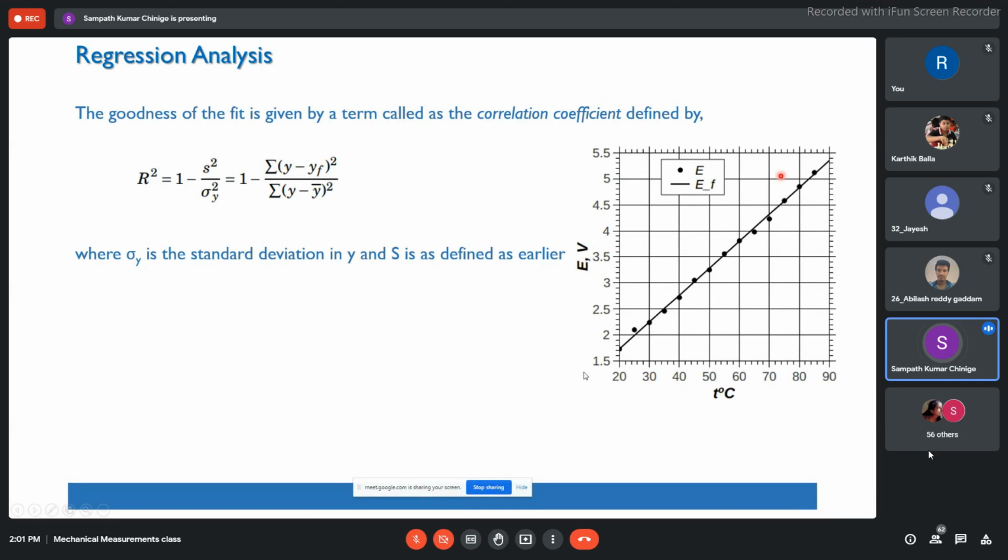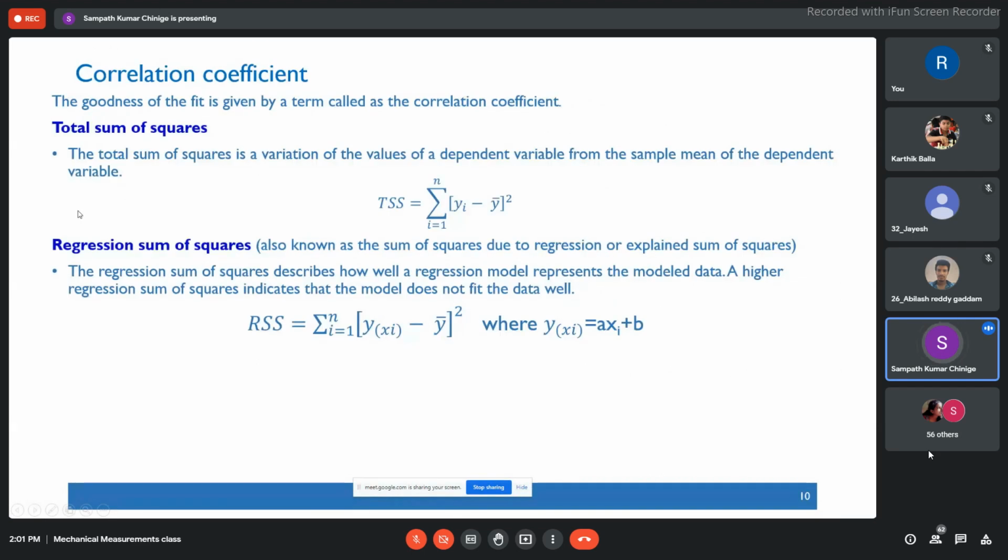So E is the given data and capital E underscore F is your data given by the linear fit equation. And on what basis can you say that this fit is good? For that we define a term called R square, which is called the correlation coefficient. How it is found, I will tell you here. The goodness of the fit, whatever fit we are creating, how good that fit is will be explained by a term called the correlation coefficient.